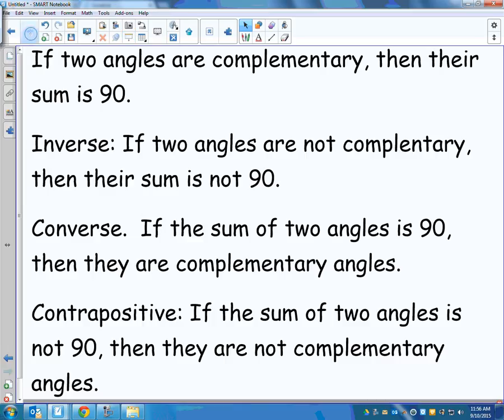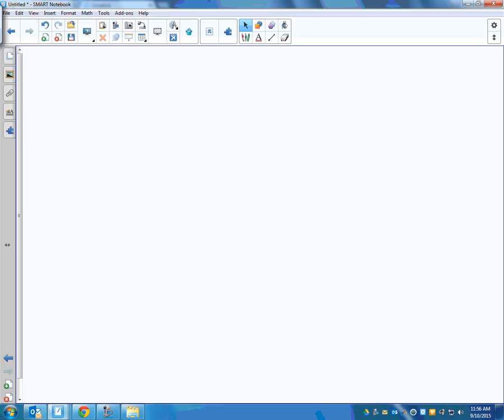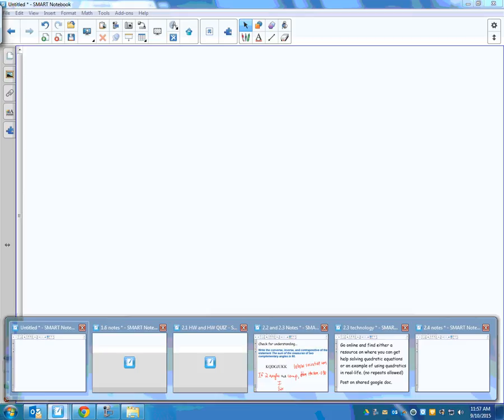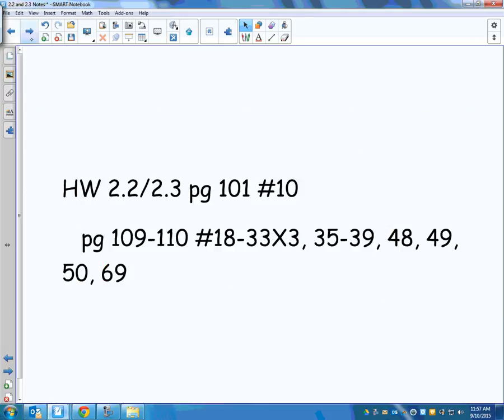If you're not finished yet, you can finish it up. Here's your homework. On page 101, you're going to do number 10. It's a Venn diagram problem. And then on pages 109 to 110, you're going to do the rest of these problems. Make sure you write it down.